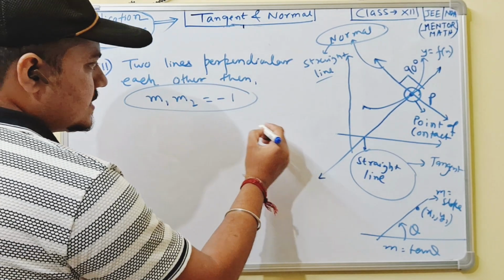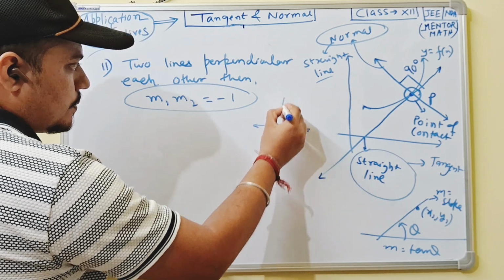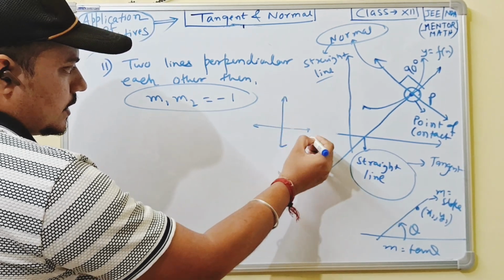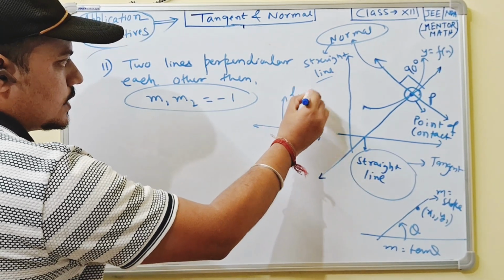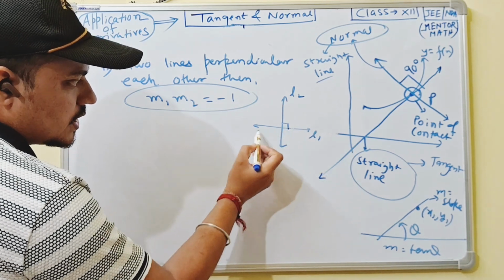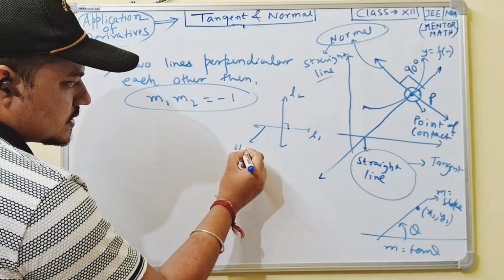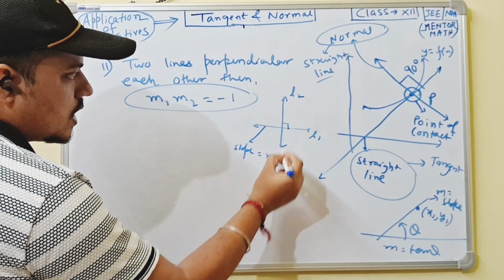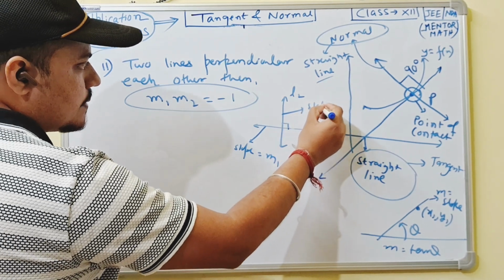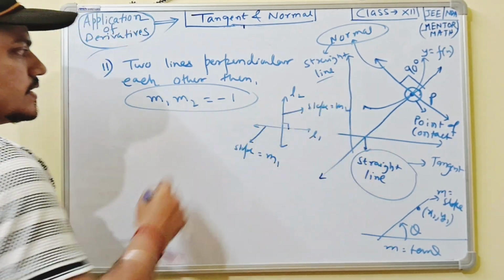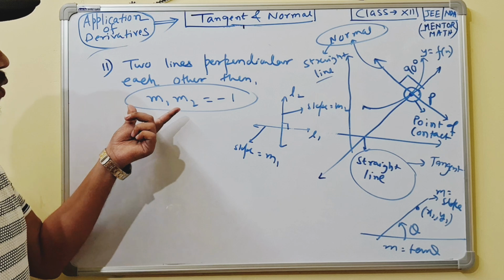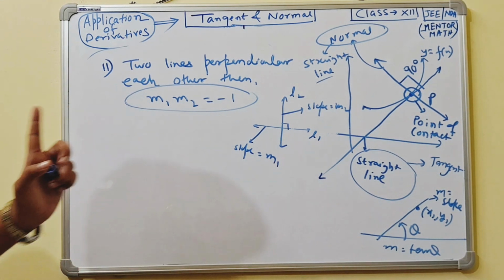Okay, if two lines are perpendicular to each other, let us take line L1 and line L2. For the first line the slope is m1, and for the second line the slope is m2. If that happens, then what is the condition? m1 into m2 is equal to -1. You have to know this.